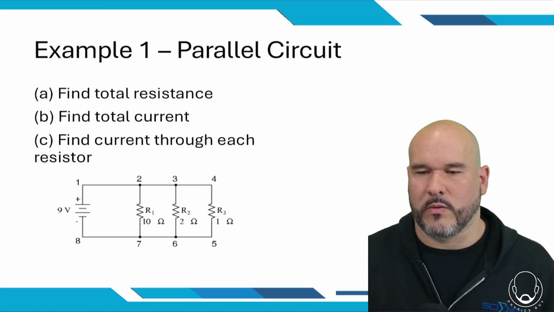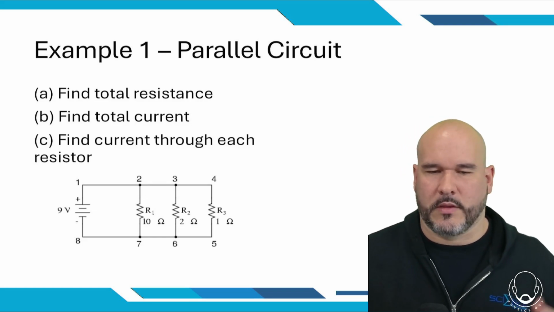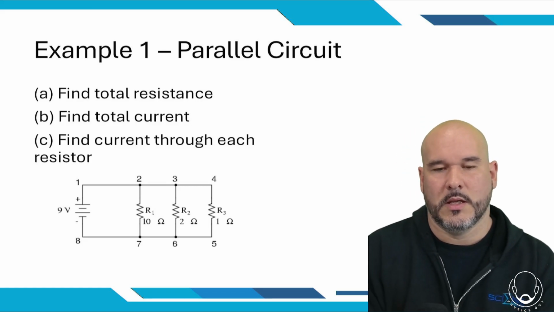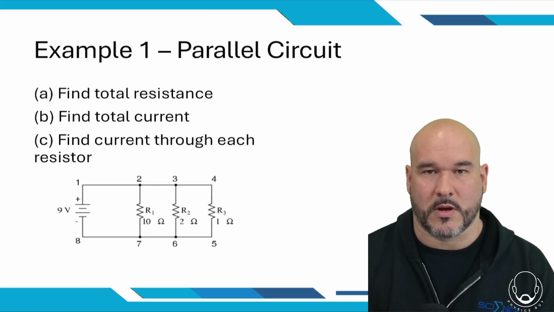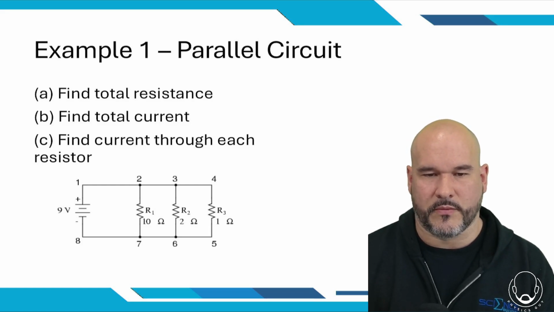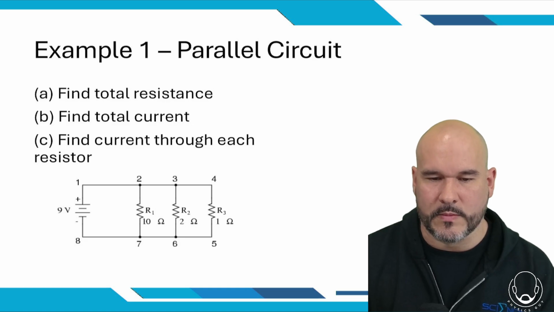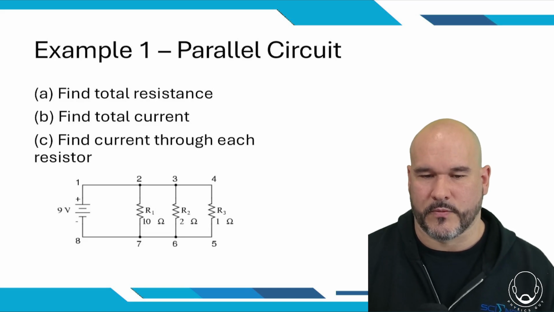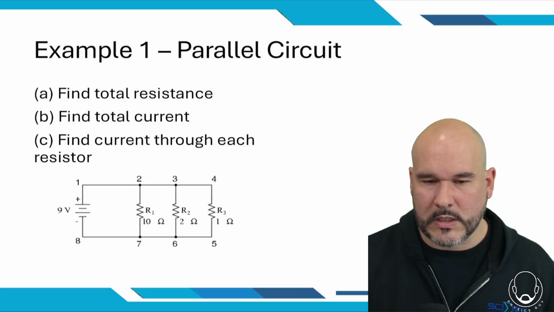So example 1, we've got parallel circuits. These are just 3 things that you might have to do. You may not have to do all of them, but we'll go through how to do each one. Example 1, parallel circuit. First thing, find total resistance. They did have kilohms on this. I just got rid of the kilo, because I was kind of timesing everything by 1,000. So find total resistance.